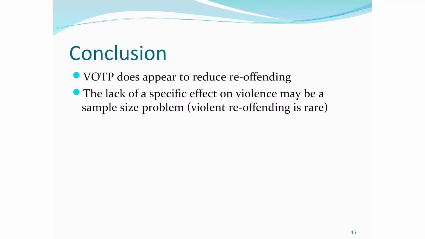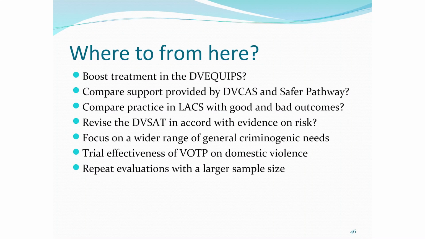So, summary, VOTP does appear to reduce reoffending. The lack of an effect on violence may be a sample size problem because reoffending is actually quite rare. So I just want to finish with one slide, and it's the most important of all the slides I'm going to show you, which is where do we go from here? Well, the first thing I'd suggest, and it's only a suggestion, I'm not a clinical psychologist, is that it would be nice to try and boost the treatment in DV equips to see whether you're getting the sorts of results you get from the VOTP. Corrective Services is actually doing that. They've got a program called the PGI, and the aim here is to improve the treatment integrity to make sure that it conforms to the R&R process. So I think that's a good move.